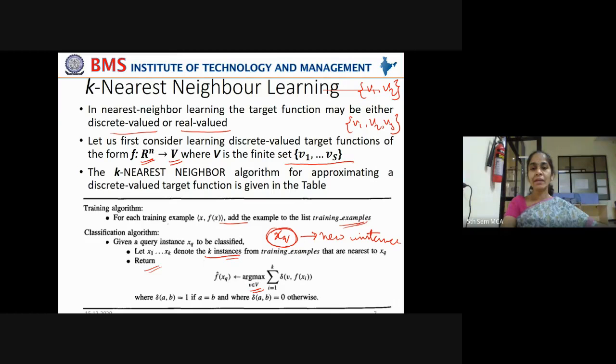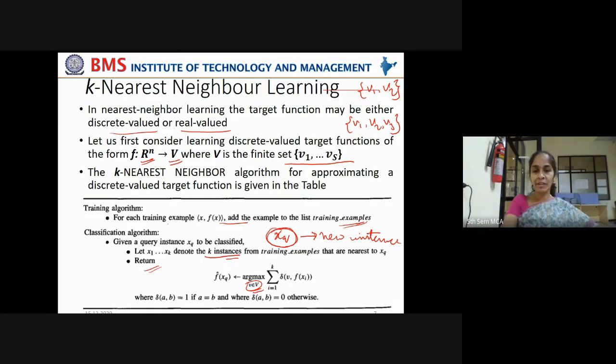What is v? The number of classes we want to classify into. Binary classification means you have two classes. Multi-classification means you have multiple classes. So how does this v belong to V actually play an important role here?